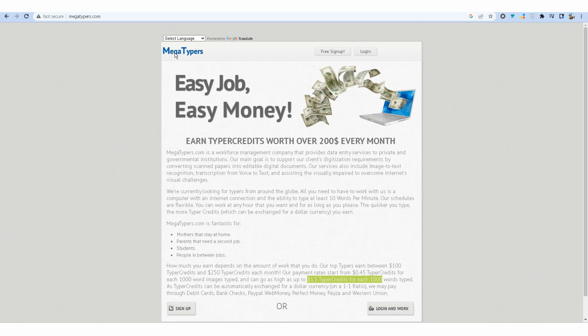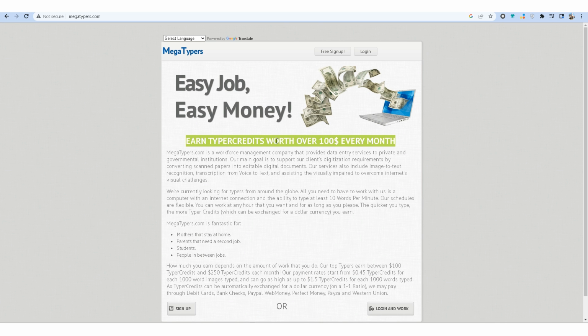The website that comes next on our list is megatypers.com. Easy job, easy money, as you can see below. By just entering captchas, you can earn typer credits worth more than $100 every single month. This website is really trustworthy. People from all around the world register on their website to complete captchas. It should be noted that this is merely the second highest paying website on our list.